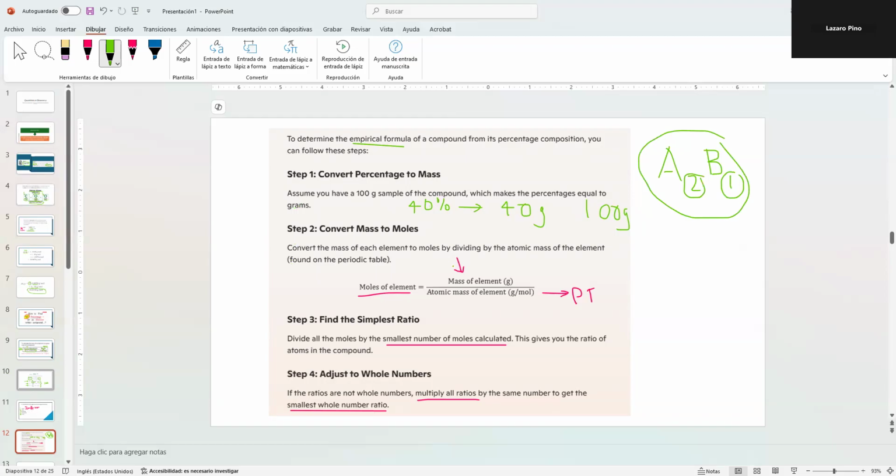Step number two, you divide this mass that you got here by the atomic mass of the element in the periodic table. And you get what? Moles of the element. Later, what do you do? You choose the smallest number of moles among the ones that you calculated in the compound. And you divide all the numbers by the smallest one that you calculated. And this way you're going to get ratios.